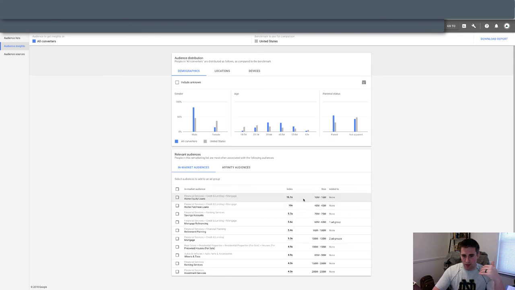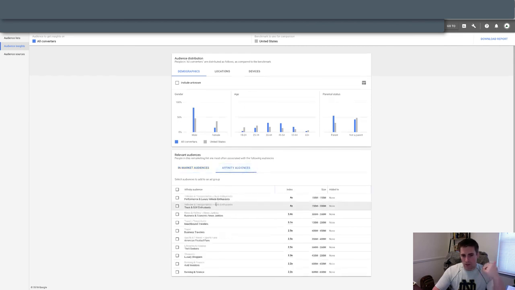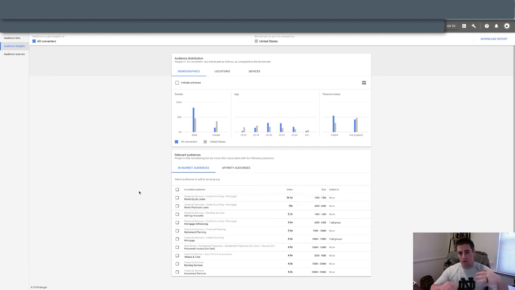You can come in here, 16.1 times more likely than the general population to be in the market for home equity loans. That's a really cool piece of information that we could go through and build campaigns based off of. In addition, with the affinity audiences, same thing. Now the index is going to be lower because this client is very much focused on the in-market piece. If you've got a more broad appeal, you're probably going to have the opposite, where your in-market index is lower and your affinity audiences have higher indexes.